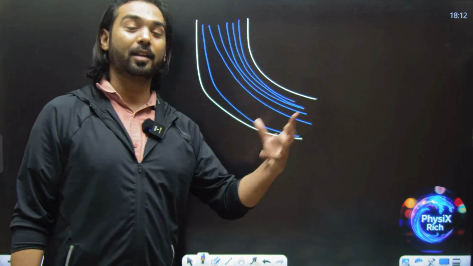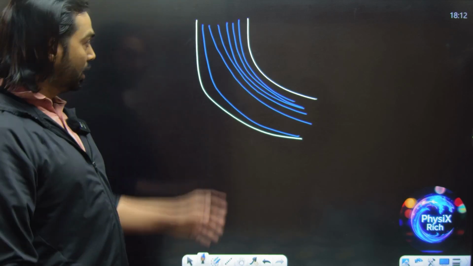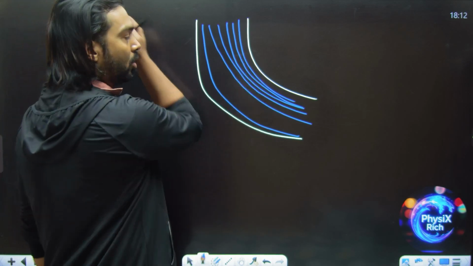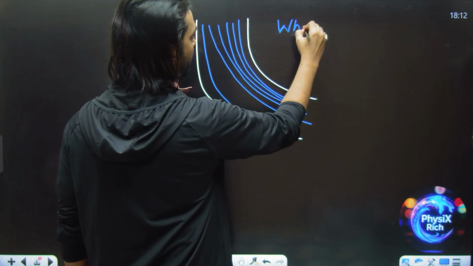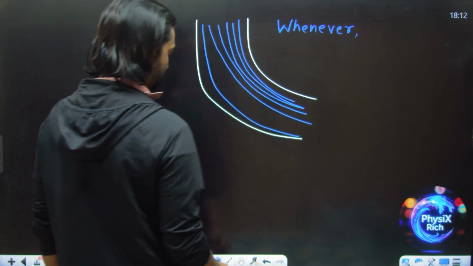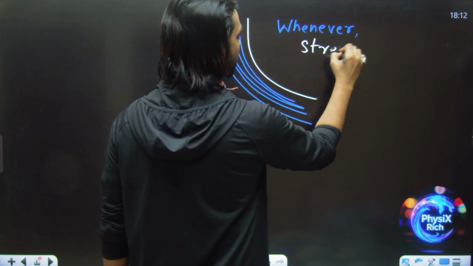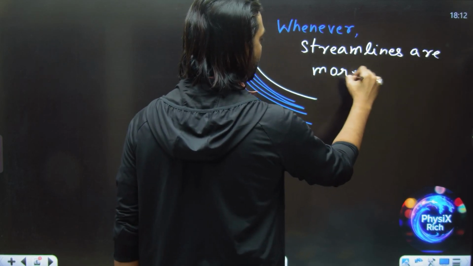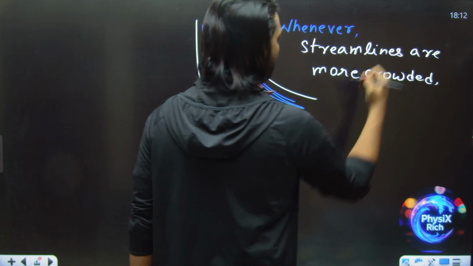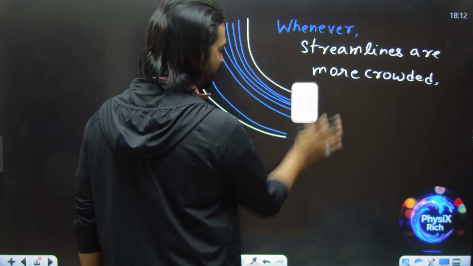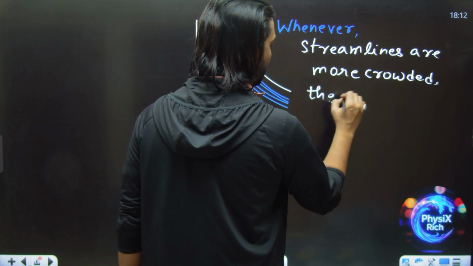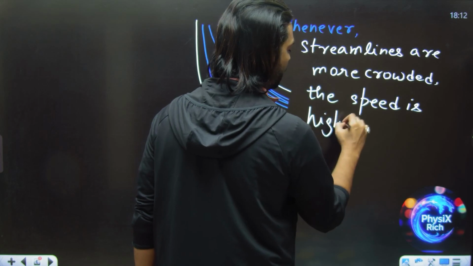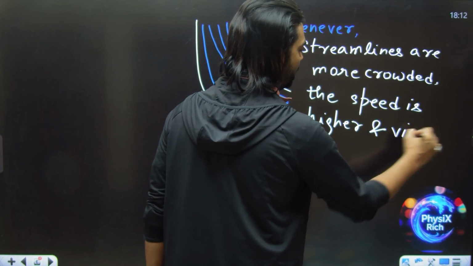This is very, very non-counterintuitive. The streamlines over here are less crowded. The streamlines over here are more crowded. So you can say whenever streamlines are more crowded, the speed is higher and vice versa.